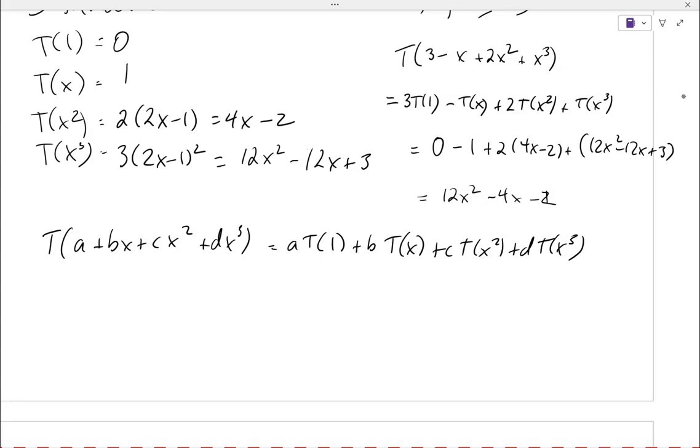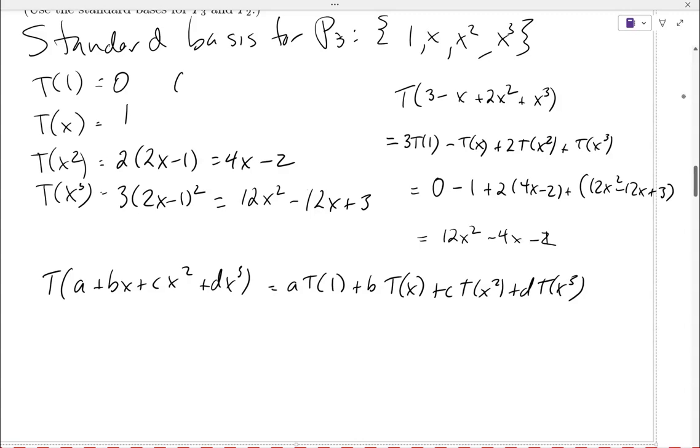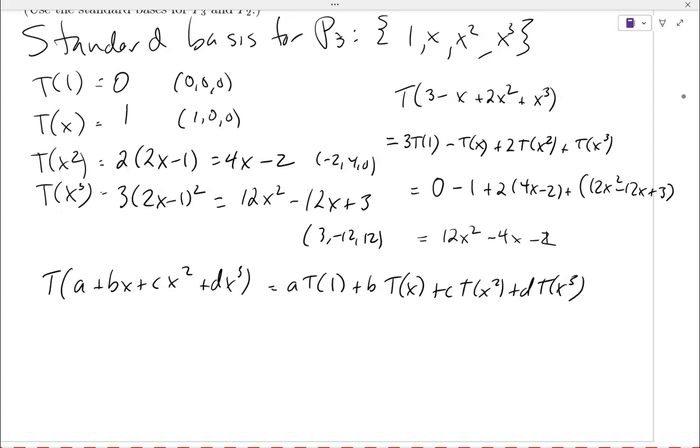And we can use our knowledge of that to help us write a matrix for this transformation in terms of the basis, okay? Because again, we can think of this as being the vector 0, 0, 0 in P2, can't we? Right? We can think of this as being the vector 1, 0, 0 in P2, right? This one being the vector, what? What would this be in P2? It'd be negative 2, 4, 0, right? And this one would be, good again, 3, negative 12, 12, right?